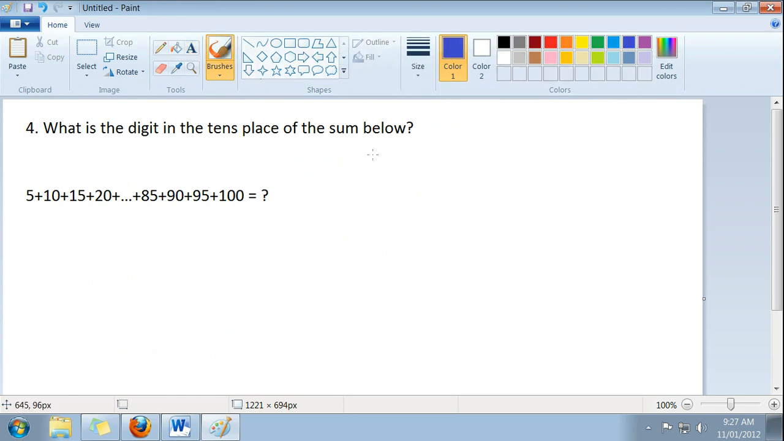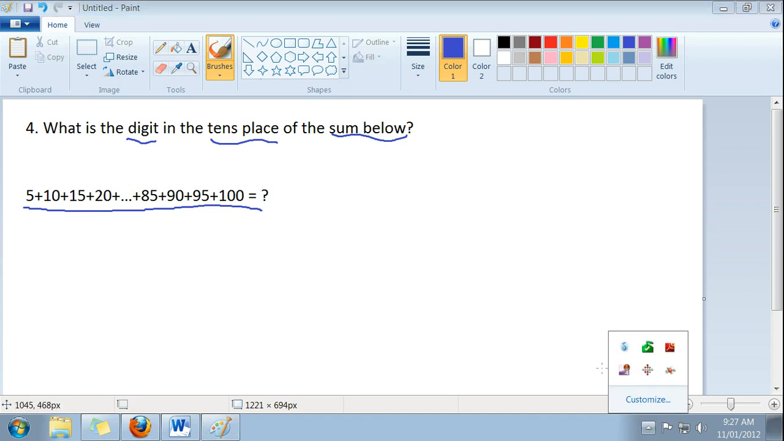Alright, the question is, what is the digit in the tens place of the sum below? Okay? I want you to think about this. I believe this problem was done in lesson 2, so if you can't remember how to do it, you might want to go back and watch that lesson first. But most of you should have a pretty good idea on what to do now. Okay? Good luck with the problem and keep working hard. Remember, the more problems you do, the better you become, okay?